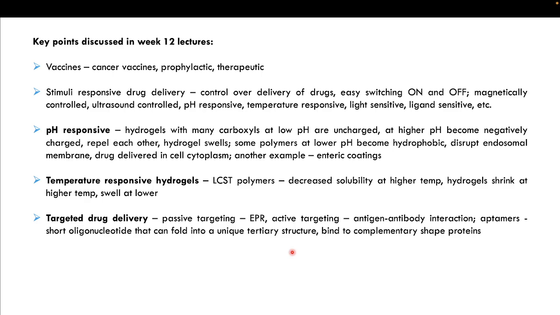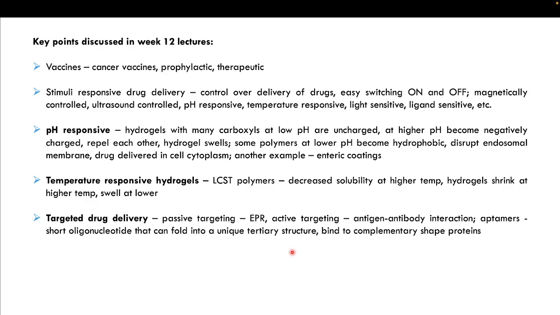And also the tumor cells don't have a very good lymphatic drainage system. So whatever is being delivered to the tumor cells will actually be retained for a longer time in the tumor environment. So this is one example of passive targeting. So you have not done anything to the particles, but because of the architecture of how the tumor cells form, whatever you have delivered, the cargo eventually lands up in the tumor cells. So this is one example of passive targeting.